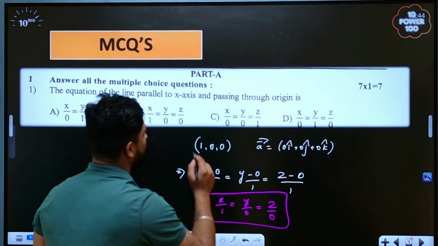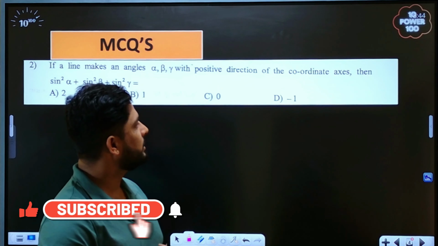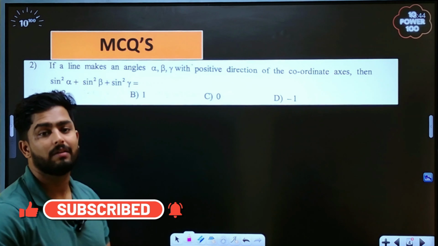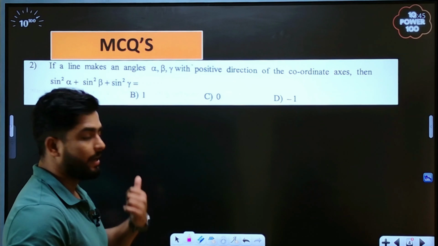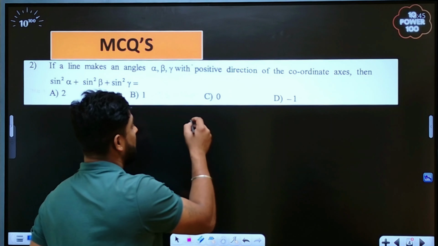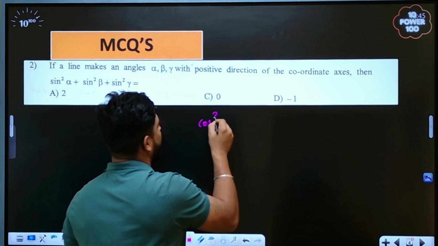If a line makes angles alpha, beta, gamma with respect to the positive direction of the coordinate axes, then what is sine square alpha plus sine square beta plus sine square gamma? For this, the relation that we have is cos square alpha plus cos square beta plus cos square gamma is equal to 1. Please understand this: you need to know the identity of sine square theta and cos square theta. This is the relation that we know, but the question is sine square alpha plus sine square beta plus sine square gamma. So change cos to sine.